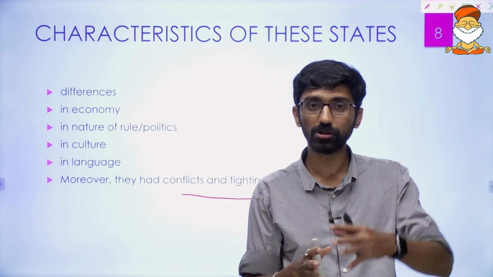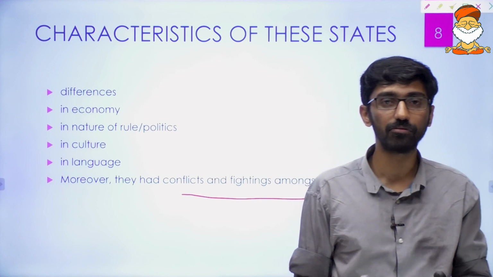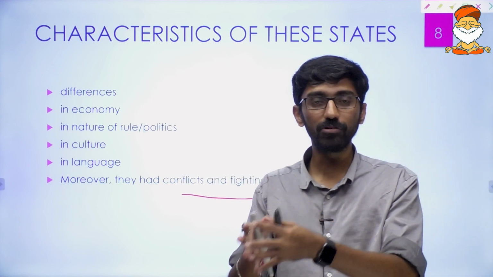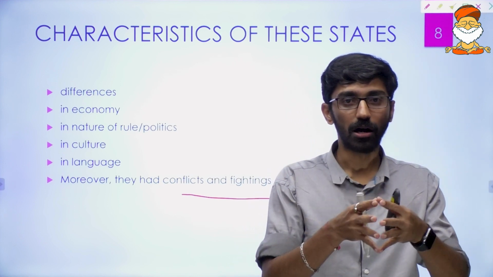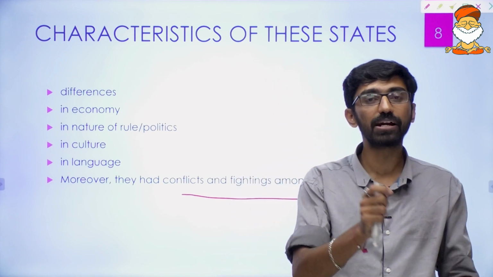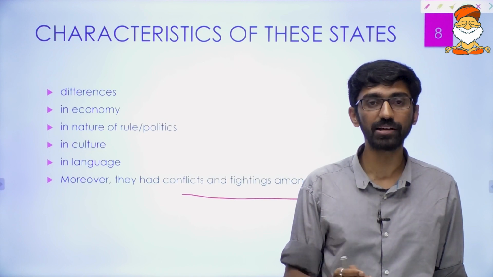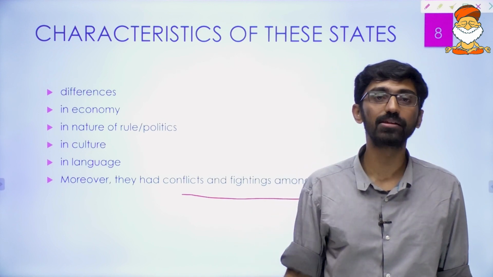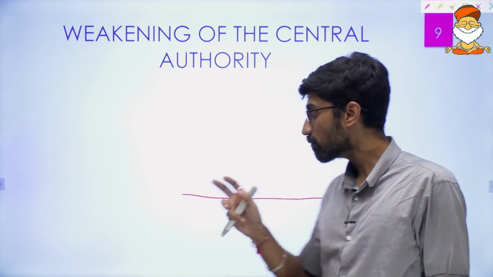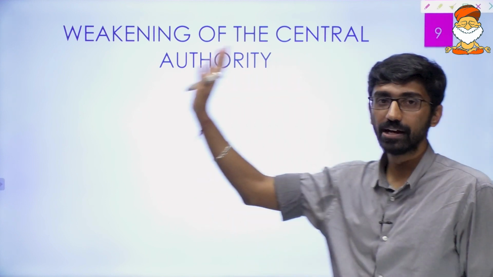Now we talked about the central level politics, which was disintegrating and becoming very weak. At the same time, provincial level politics was ultimately coming together into different regional states, and these regional states had a lot of differences. So can we say the entire Indian political system was fragmented? Ultimately, we can talk about the weakening of the central authority.